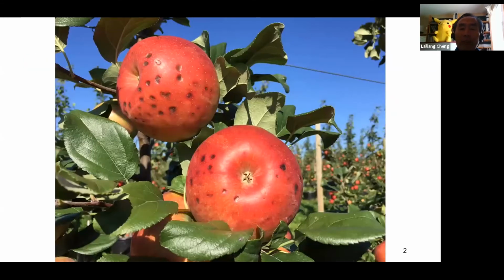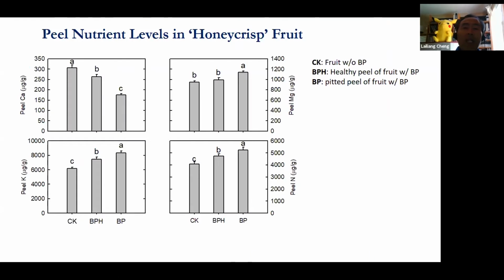Managing the risk of bitter pit is an important part of growing and storing Honeycrisp. As we all know, bitter pit is a calcium deficiency related physiological disorder, but to me, it's more of a nutrient balance issue than just calcium deficiency alone. We compared peel nutrient levels between Honeycrisp fruits with and without bitter pit.